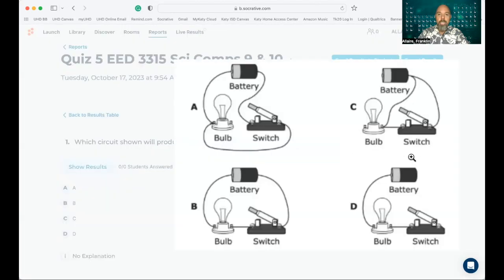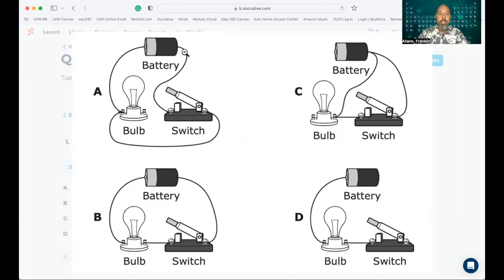Looking at this, you have to remember that in order for the circuit to work, everything needs to be connected. There's only one diagram here in which everything is connected in the proper way, and that's going to be diagram B. The battery is connected with wires on both ends, the bulb is connected with wires on both ends, and the switch is connected with wires on both ends. All of the other diagrams have something wrong with them.